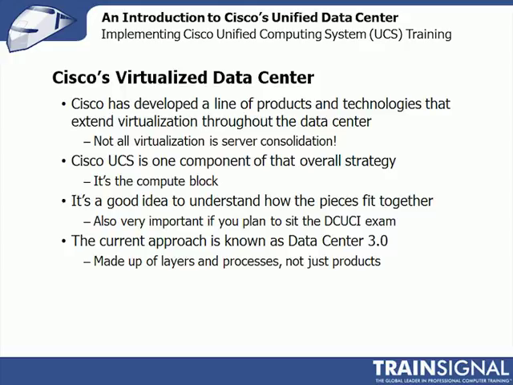And then the current approach is known as Data Center 3.0. So Cisco goes through these evolutions and their vision, and this is known as Data Center 3.0. It's made up of layers, it's made up of processes, it's not just product. Cisco sells product, absolutely, but they want you to work on things like automation as a process. Now they're happy to sell you products that'll help with that, but some level of automation and management, things like that go into this as well. It's not just about speeds and feeds and gear.